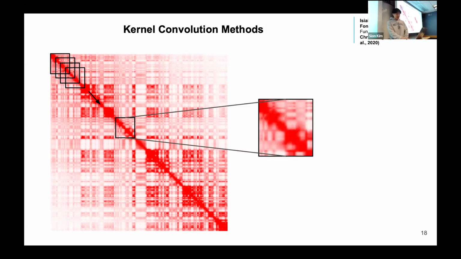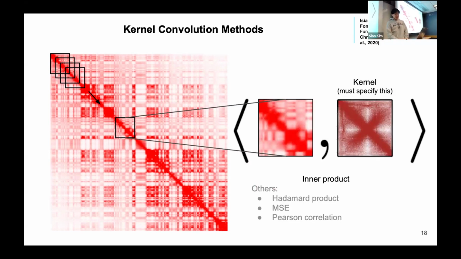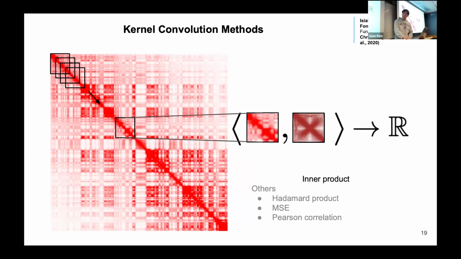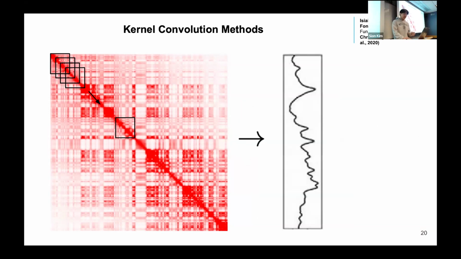You have this one zoomed-in region, and then you take an inner product, some kind of similarity function. There are others that are used, but you must specify the kernel. So you must have it look like a jet in order to get that high similarity. That gives a number for one region, and if you do a sweep, you get a vector. And then you can apply a threshold.